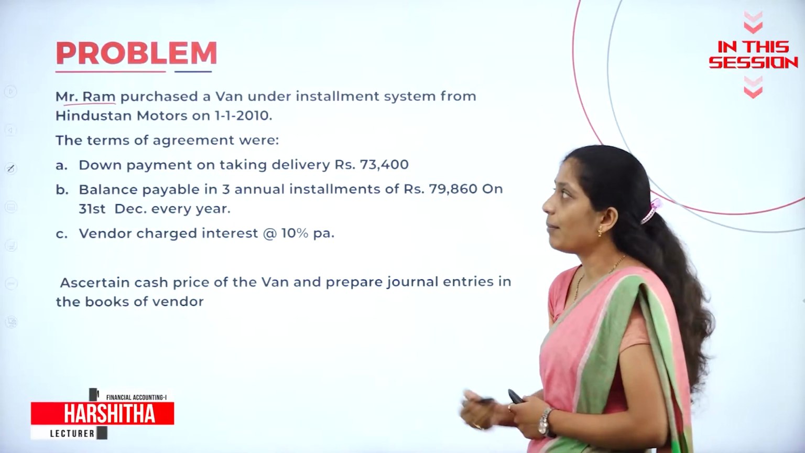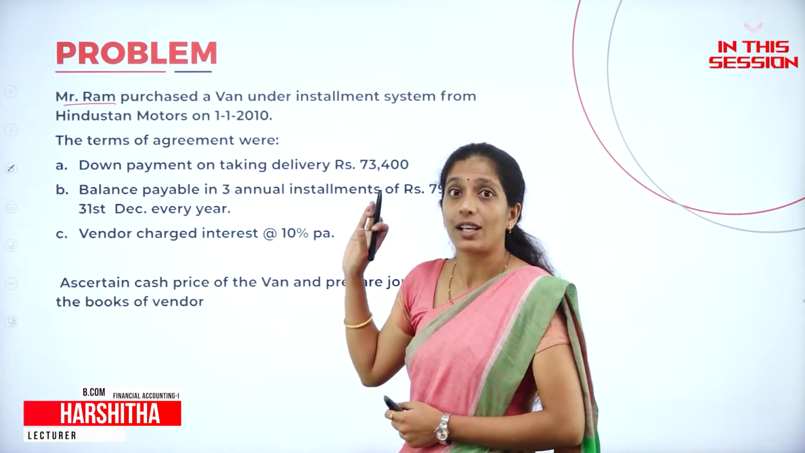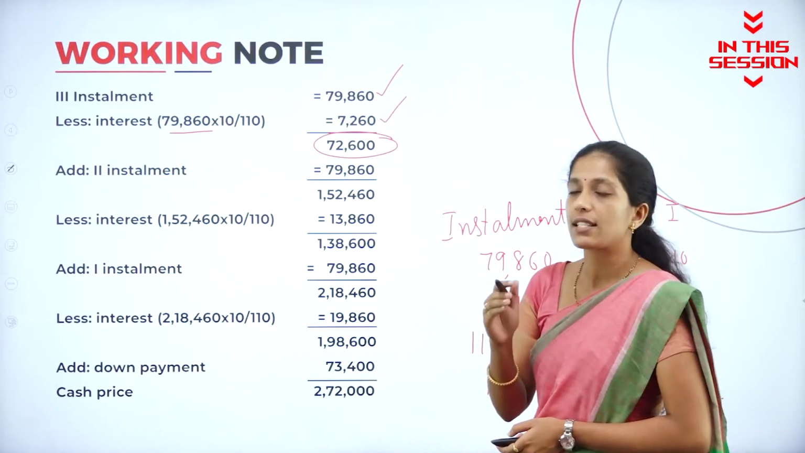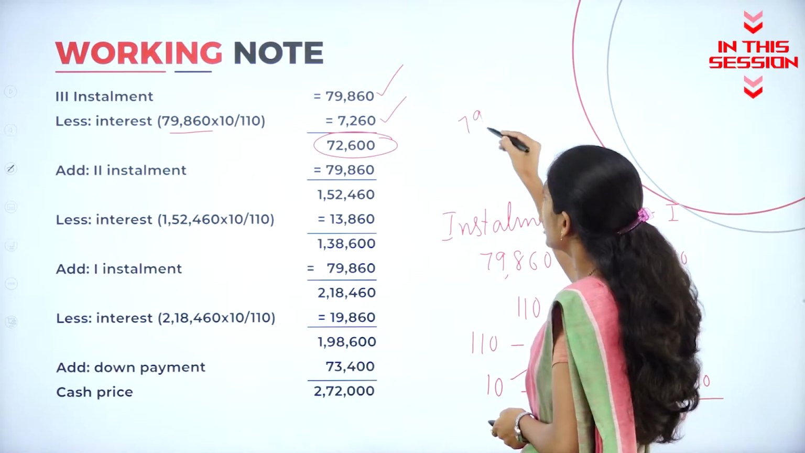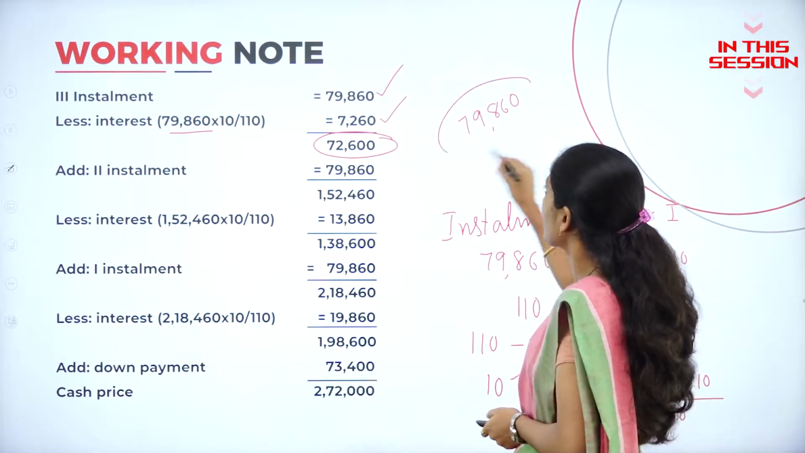Now, who is Mr. Ram? Since we are going to solve a problem on installment purchase system, each installment they are going to pay, how much? 79,860. They have given in the question itself.